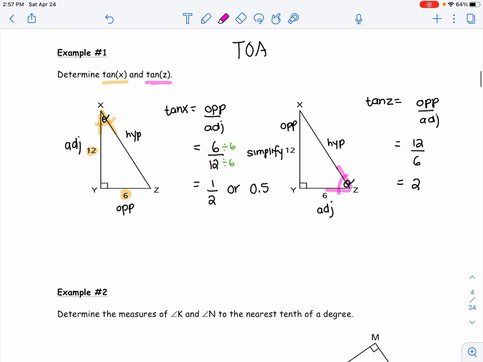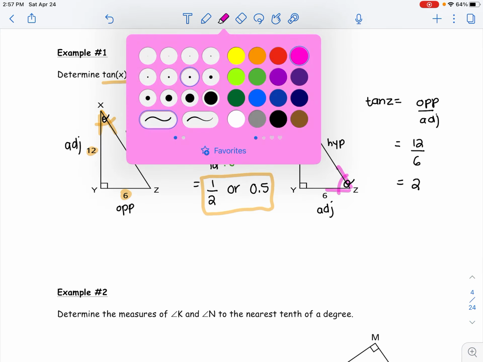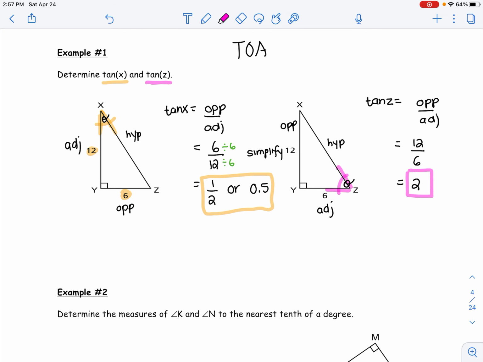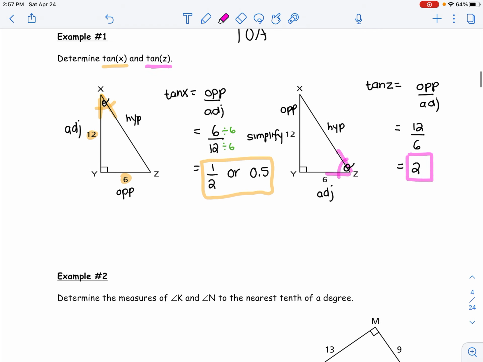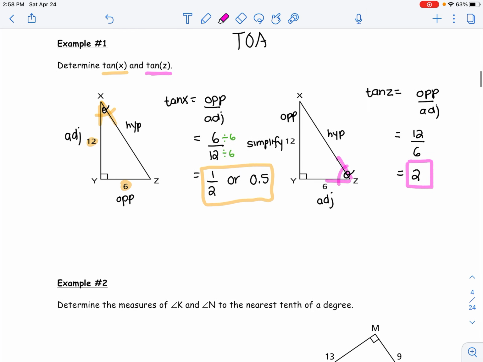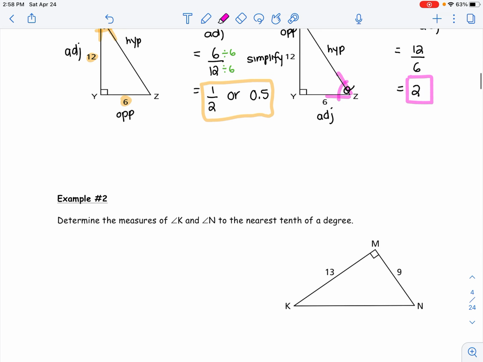Okay, so these are our two answers that we got. From the first one, we got 1/2 or 0.5. And our second answer, we got 2 as our tan Z. So again, the answer will change depending on what angle you look from. Make sure you label your triangles correctly. That's the biggest thing you need to know from this lesson.